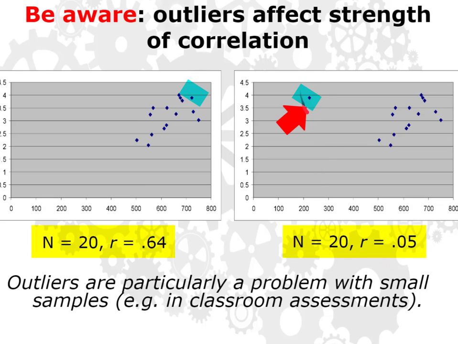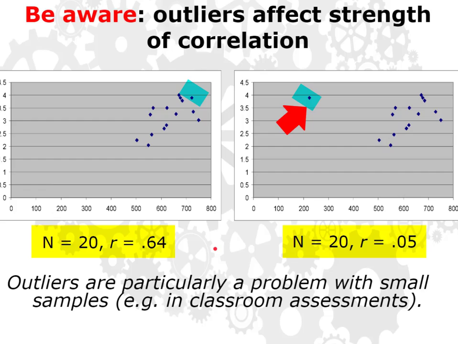So if you have outliers and you're looking to make decisions about students based on correlation coefficients, it's always good to take a look at the visual representation of the data to see if there's anything like an outlier, and to see what the effect of that outlier is. Especially when you have a small sample, you're going to get more of a change in the correlation coefficient.